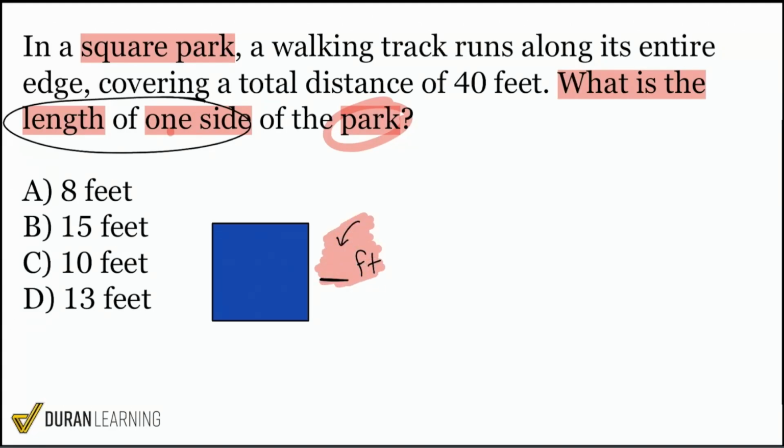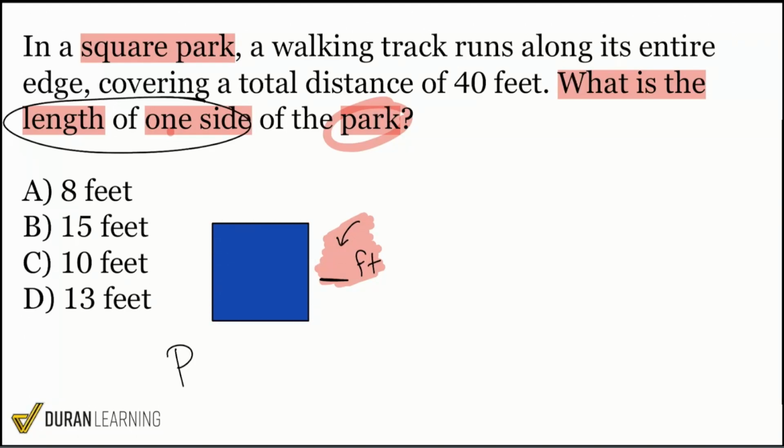And when I take a look at the information that I'm given, it says, in a square park, a walking track runs along its entire edge. So here, along the entire edge, and it covers a total distance of 40 feet. Can somebody tell me what that distance along the edge represents? It says 40 feet, but what does that 40 feet represent again? Thank you. That's going to be perimeter all day, every day, going around a shape. The total distance around a shape is the perimeter.